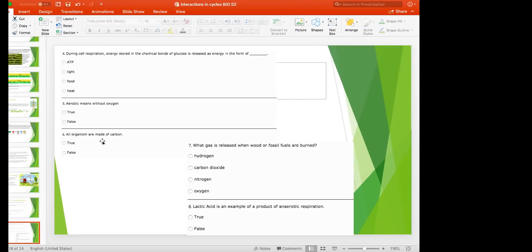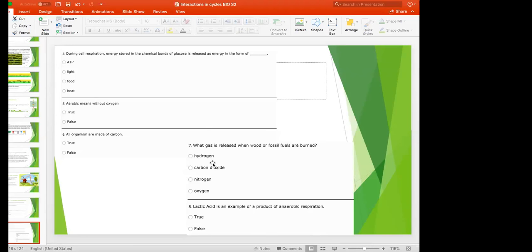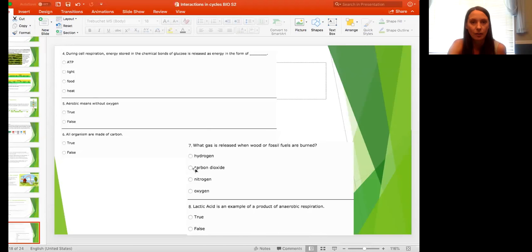All organisms are made of carbon. True. Yep, that is right. Plants, ourselves, yep, we are all made up of carbon. What gas is released when wood or fossil fuels are burned? Carbon dioxide. You got it. Yep, we've been talking all about carbon dioxide and carbon. Good job.